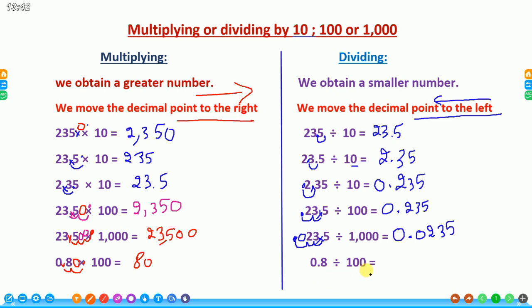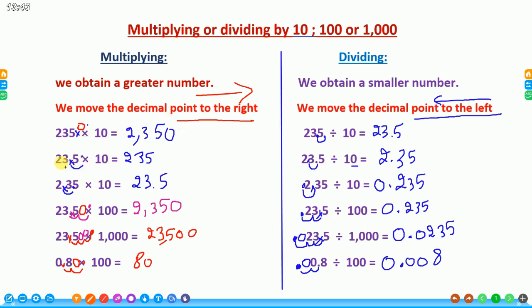0.8 divided by 100. Also here we need to jump 2 times to the left. I don't have enough digits, I need to add a useless 0. Now I can jump once, twice, and the decimal point will be before the second 0. And the answer is .008. Since the whole part is empty, I put a 0. It's 0.008.